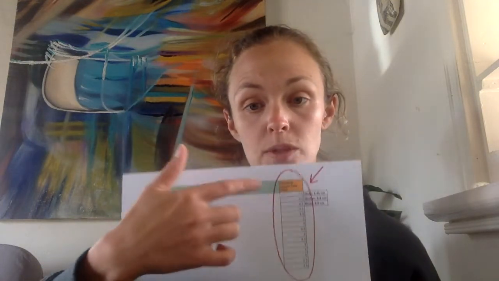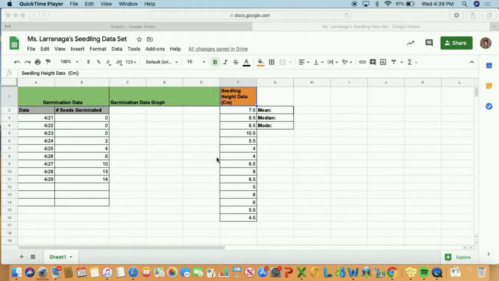Once you have the data for each individual seedling, you're going to put it in your seedling dataset Google Sheets. Each of the lines in this orange column represents the height of a different plant. Please make sure to indicate at the top of your column which unit of measurement you used, whether that be inches or centimeters. We have all of our seedling height data in this table right here.